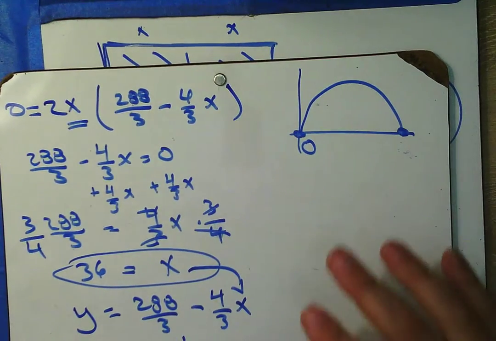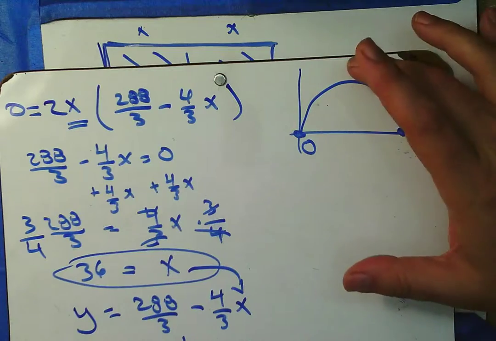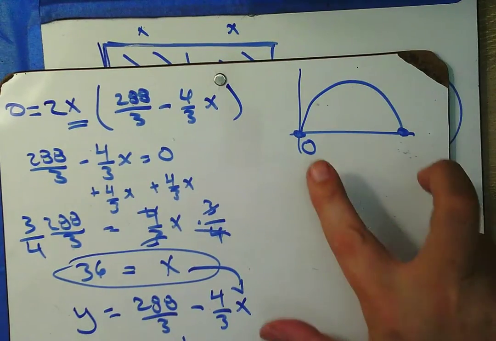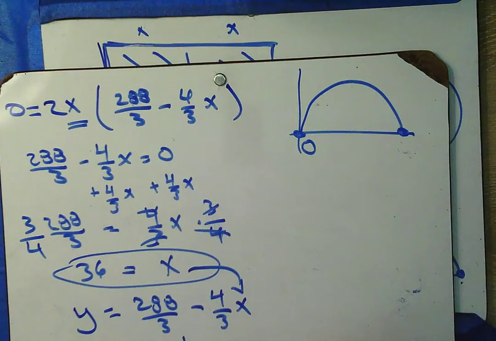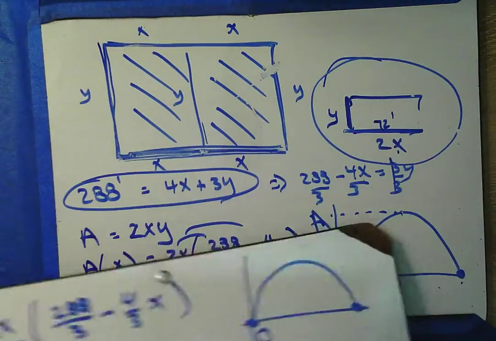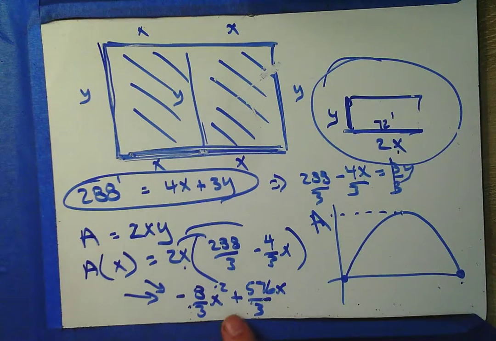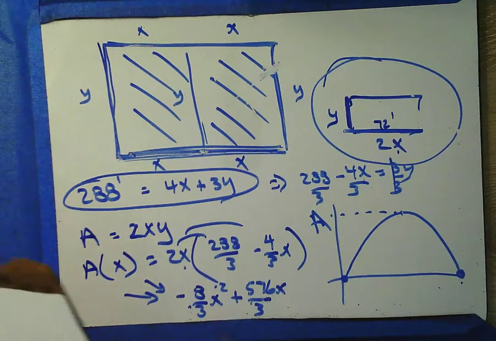I'm merely showing you that you can either find the ordered pair for the vertex by averaging the x-intercepts to get the x-coordinate of the vertex and plugging that back in to find y, or you could go from general form and do minus b over 2a.